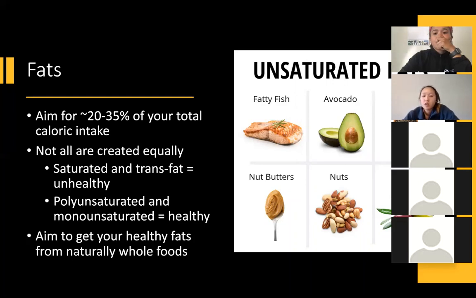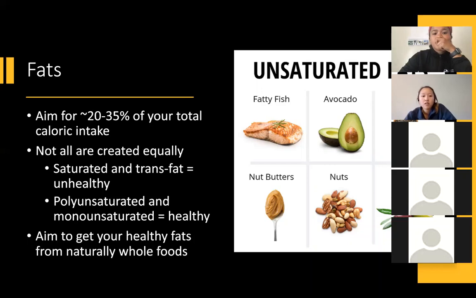Fats come in all shapes and sizes, so your saturated and trans fat are the unhealthy fats that you want to limit in your diet, whereas poly and mono unsaturated fats are the healthy fats. So you want to try to obtain these fats from naturally whole foods.